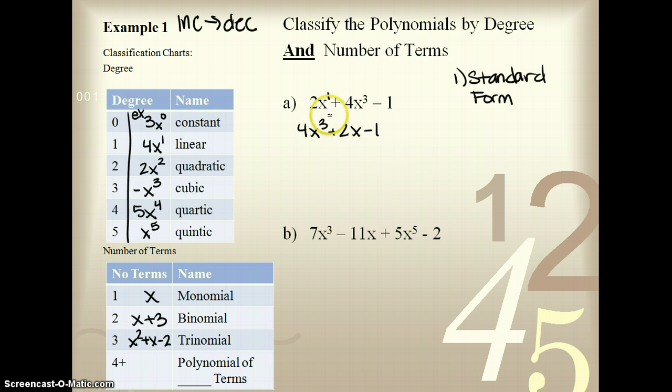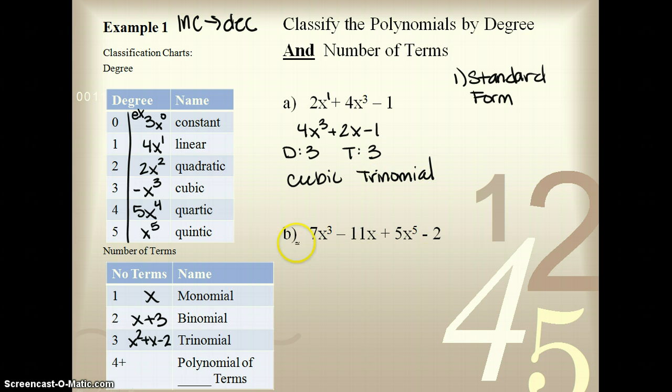From here, we can see that the largest degree is 3, or the largest exponent is 3, and that we have 1, 2, and 3 terms. From here, just go to your chart. So degree, we have a cubic, because it's, again, degree of 3. Terms are 3, so we have a trinomial, so a cubic trinomial.